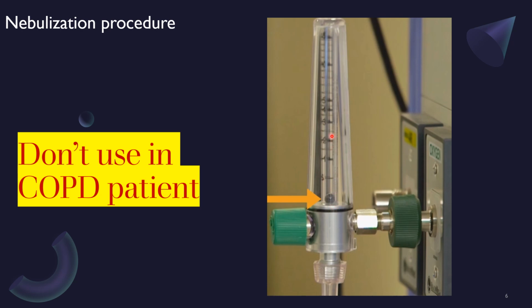How much oxygen do you need for nebulization? According to the guideline, 8 to 9 liters. Not more than 9 liters, not less than 8 or 7 liters. Because to be effective, 8 to 9 liters is the proper oxygen flow. 8 liters forms the proper mist and proper inhalation.